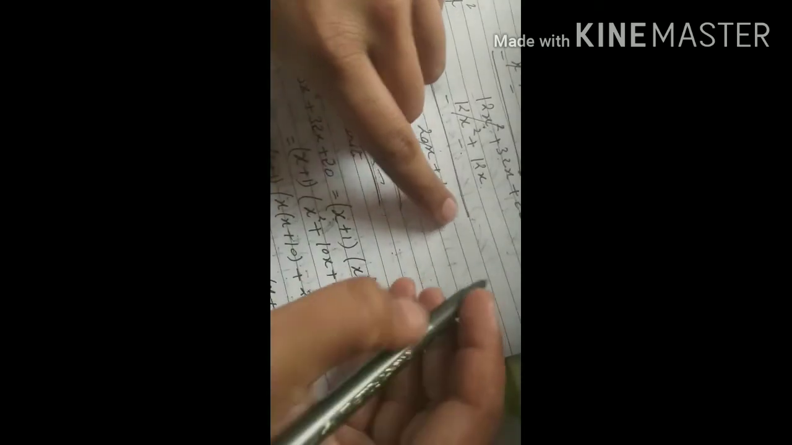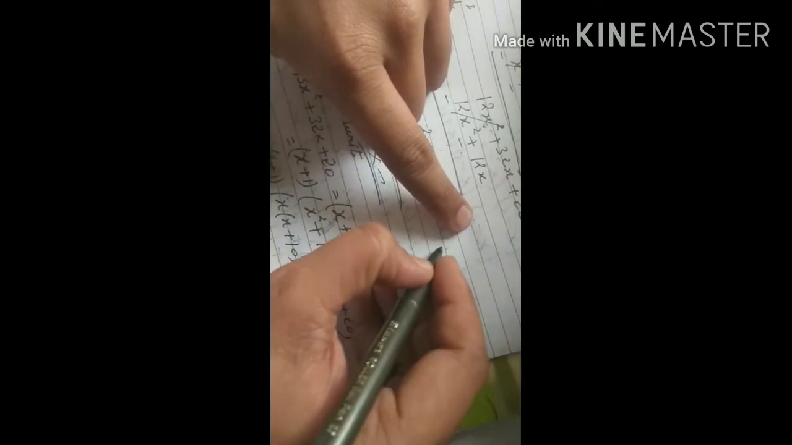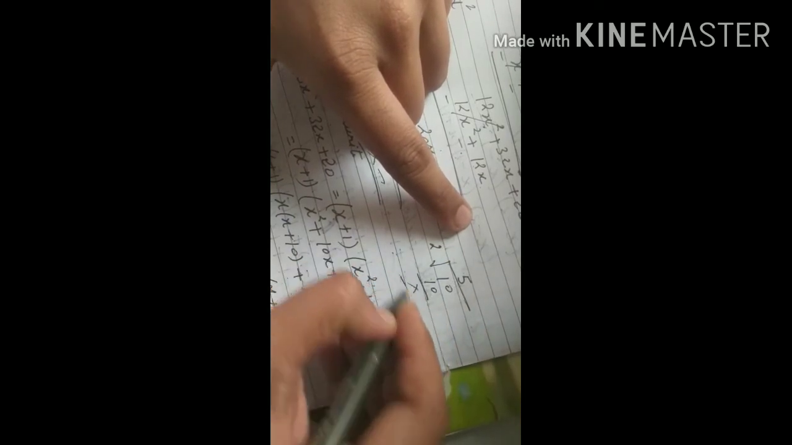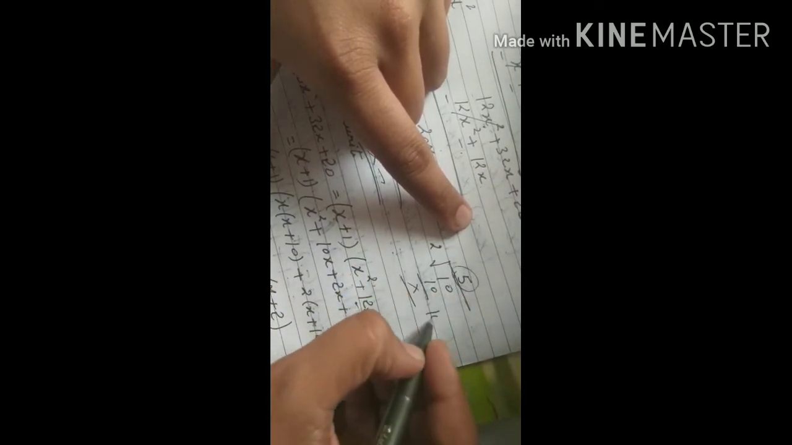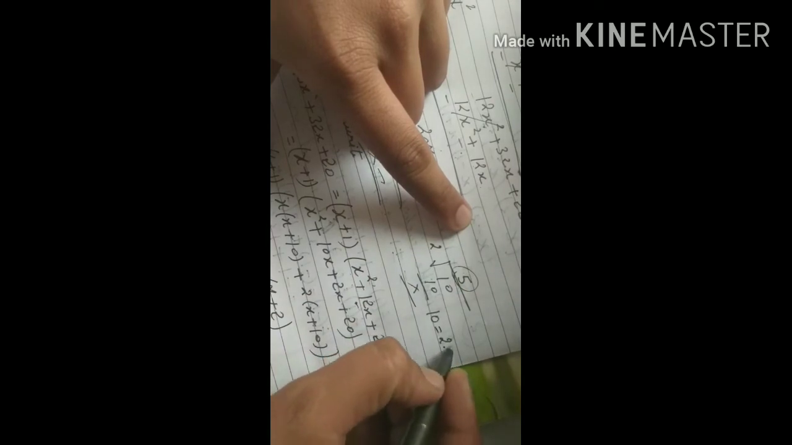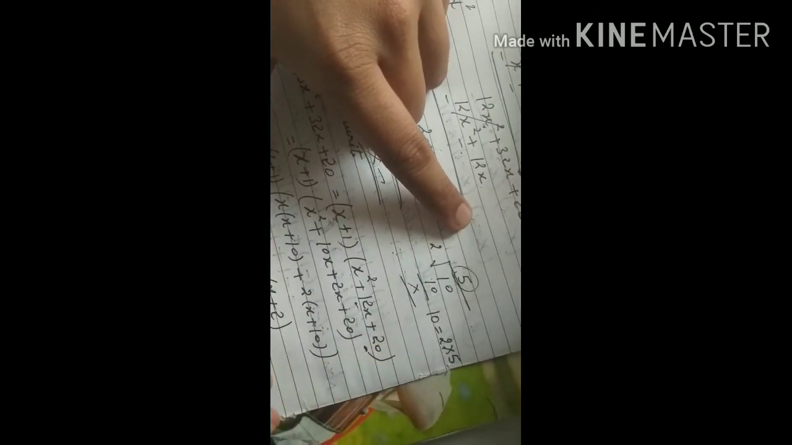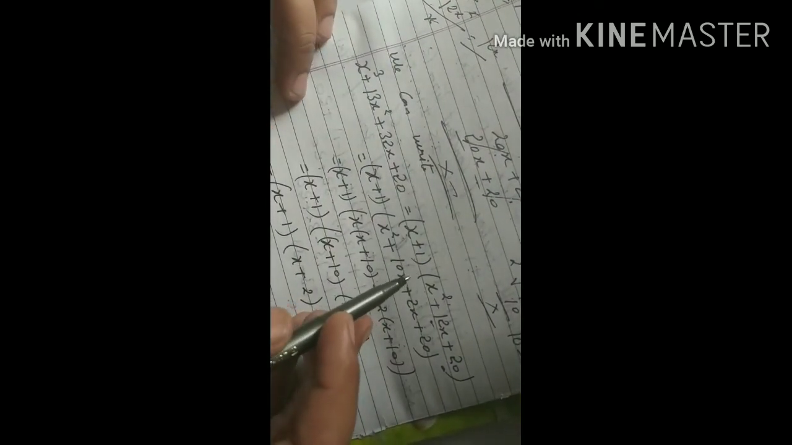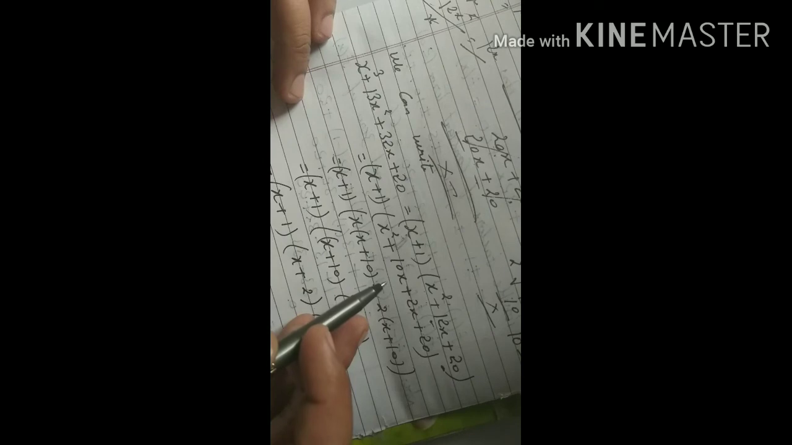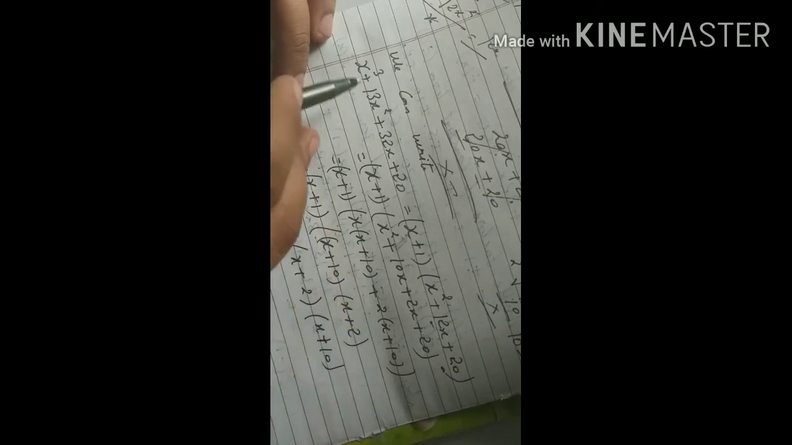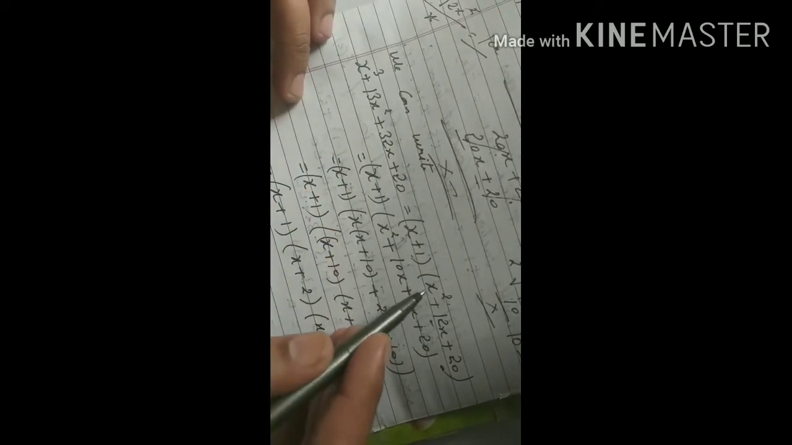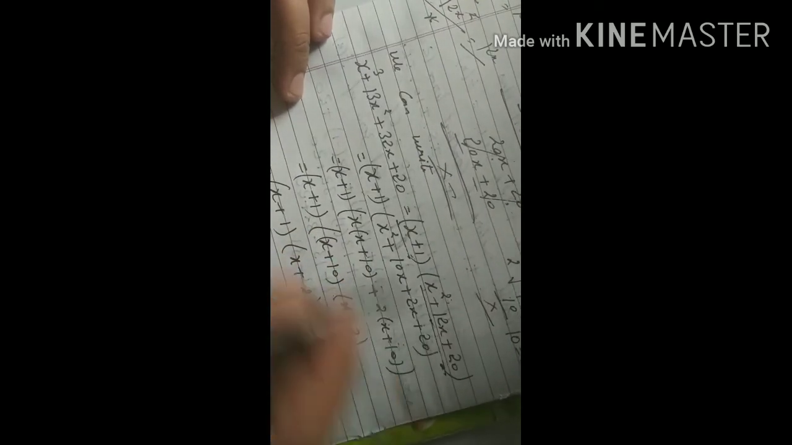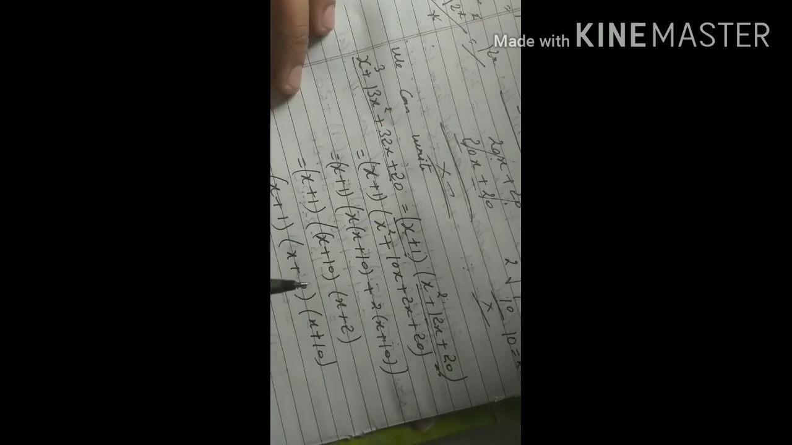Clear? If we divide 10 by 2, then we get 5. Then we can write 10 is equal to 2 into 5. Clear? x plus 1 and x square plus 12x plus 20 are the two factors of this polynomial.